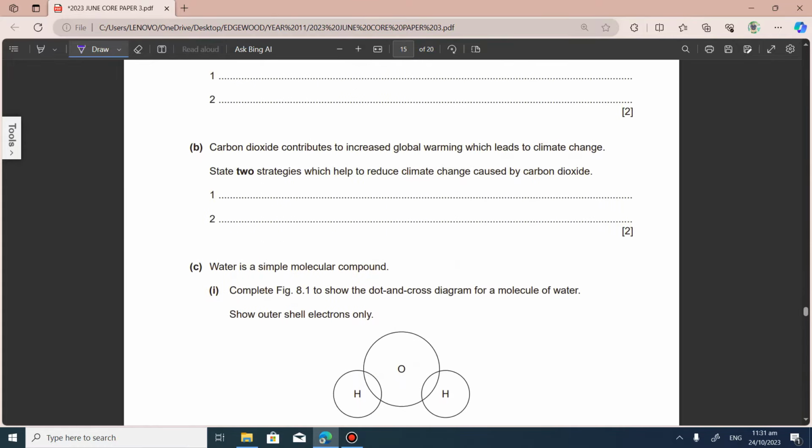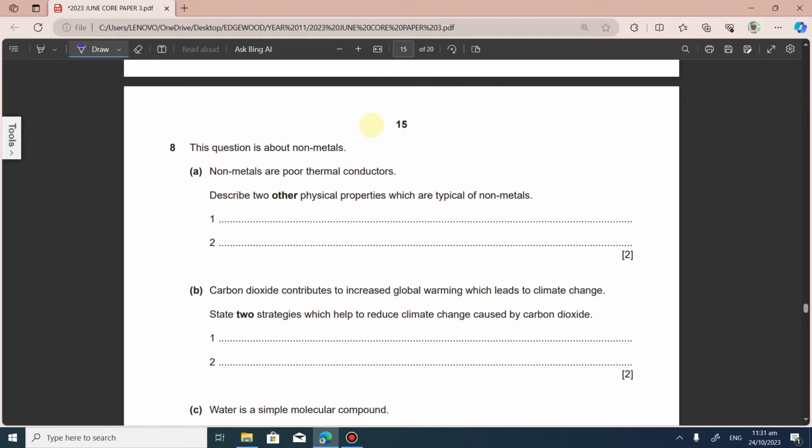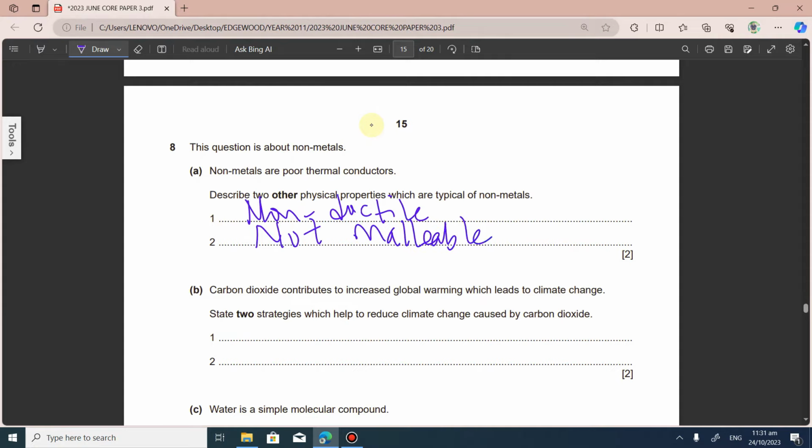Now question 8 is about non-metals. Non-metals are poor thermal conductors. Describe 2 physical properties which are typical of non-metals. So of course they are non-ductile. Remember, metals are ductile, so these ones are non-ductile, and they are equally not malleable, because metals are malleable but the non-metals are not malleable. Okay, we could also include that they are poor conductors of electricity and so on.